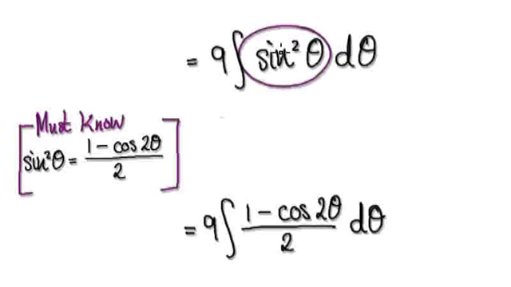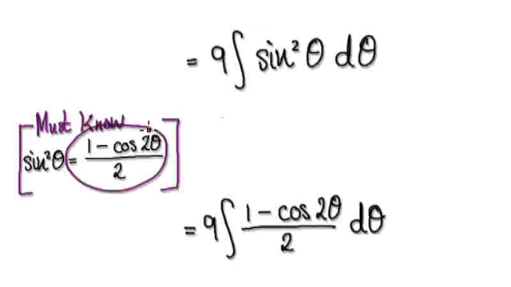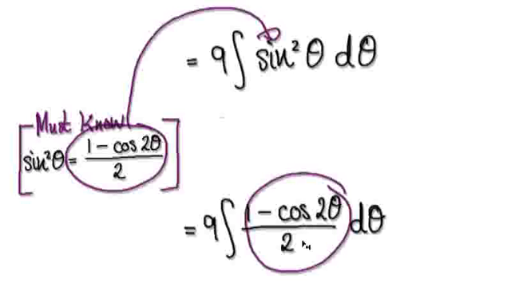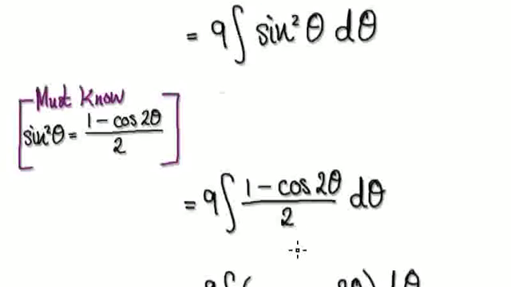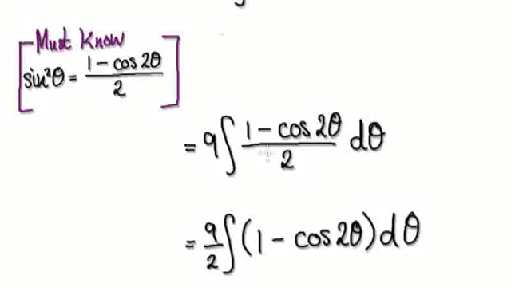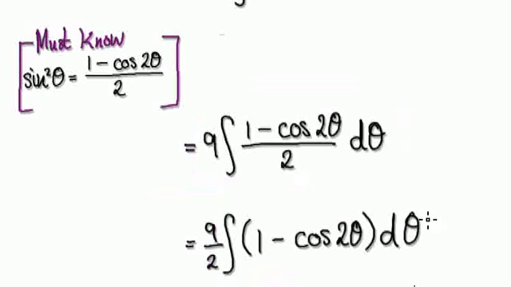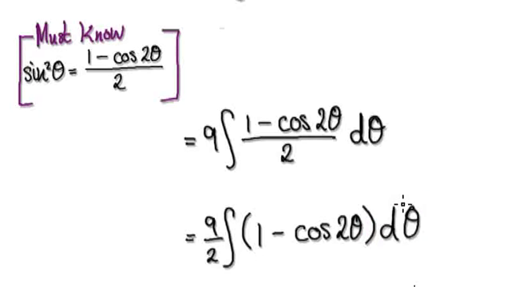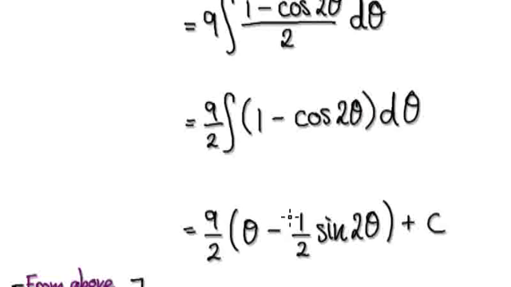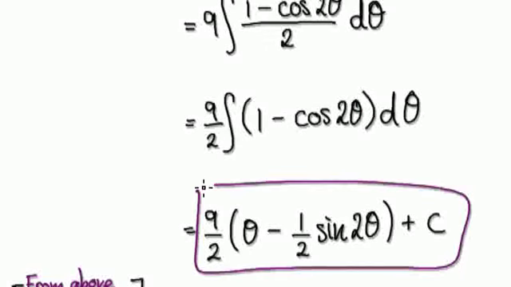We need to integrate this. So to integrate this, we would put this into here. So that will then give us this. So now this thing here, you can factor out the half, and then this thing will become this thing here. So now integrate with respect to theta. Integrating it with respect to theta will give you this.